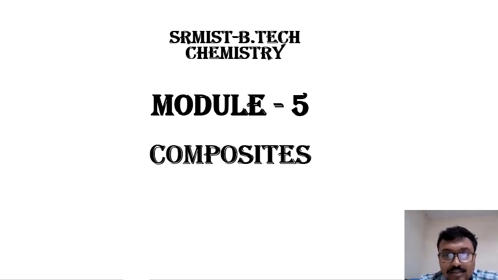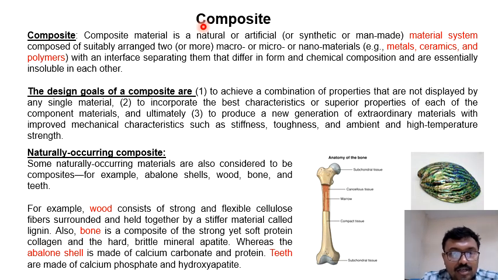So what is composite material? Composite material is a natural or artificial or synthetic or man-made material system composed of suitably arranged two or more micro or macro or nanomaterials, for example metal, ceramic and polymer, with an interface separating them, that differ in form and chemical composition and are essentially insoluble in each other.